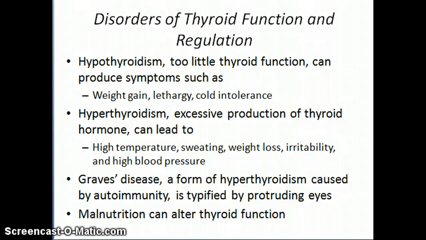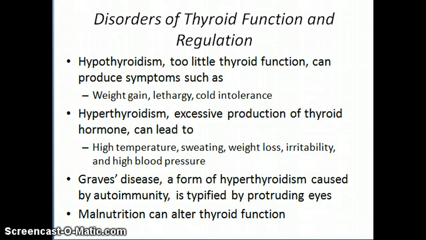Graves' disease is a form of hyperthyroidism that's actually an autoimmune disease. So this is, again, the overlap of these different body systems we've been studying. The immune system fails to recognize the thyroid gland as self, and so it attacks it and causes too much production of thyroid hormone. Also, malnutrition can alter the thyroid's functioning.